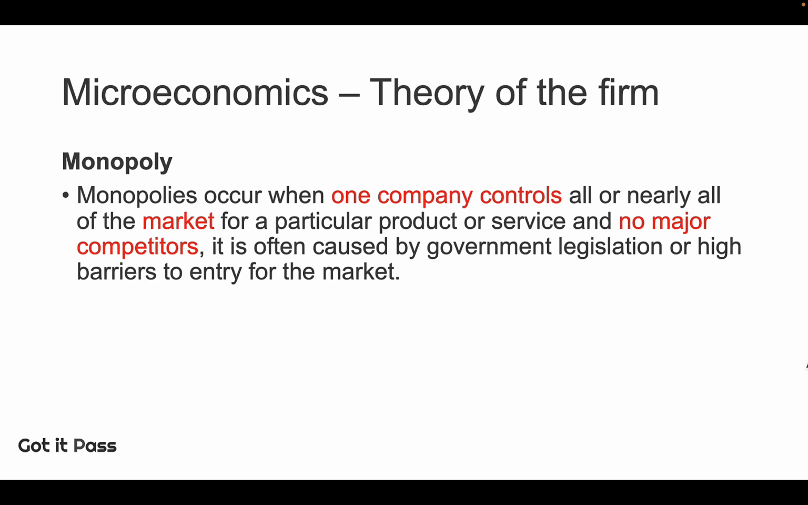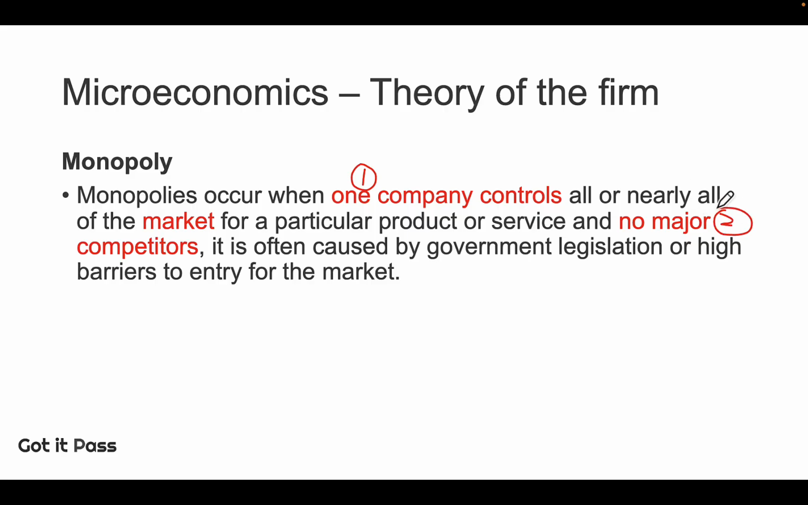One company, okay, here is the first point. Only one company in the market controls all or nearly all of the market for a particular product or service. So the product or service is supplied to the market by only one company. And no major competitor.